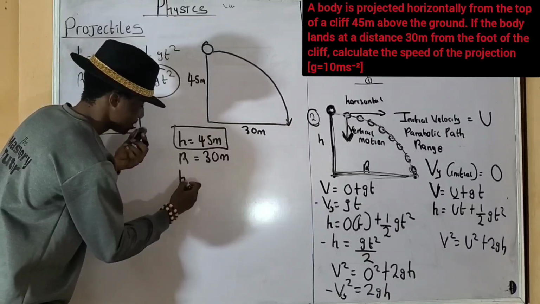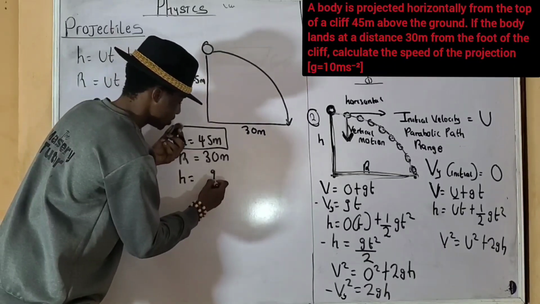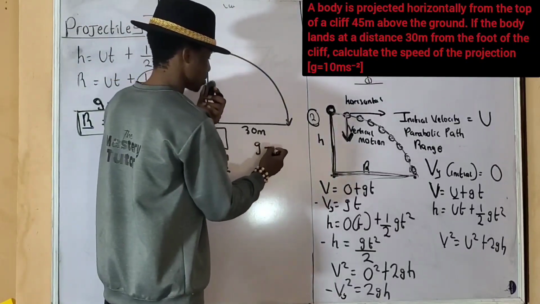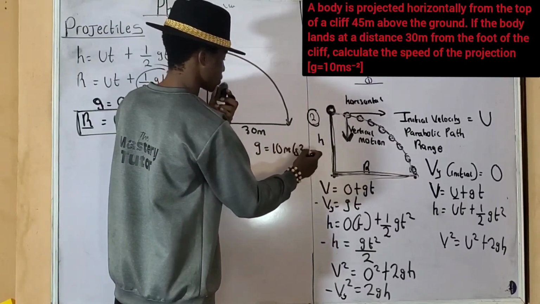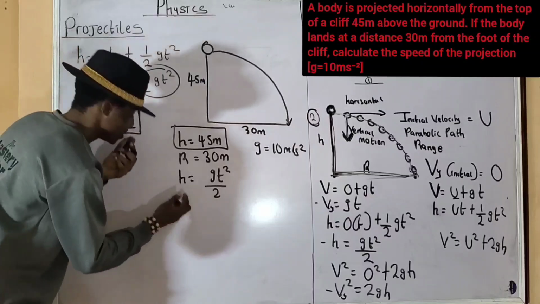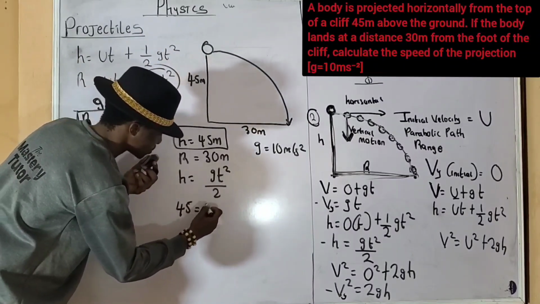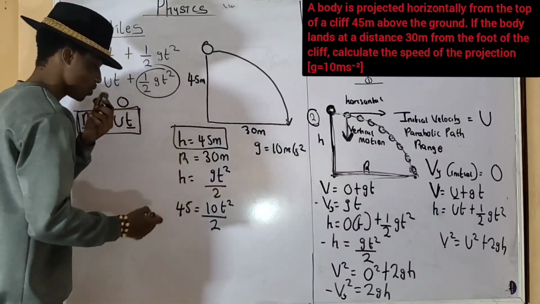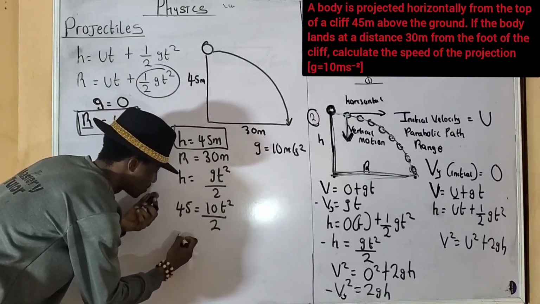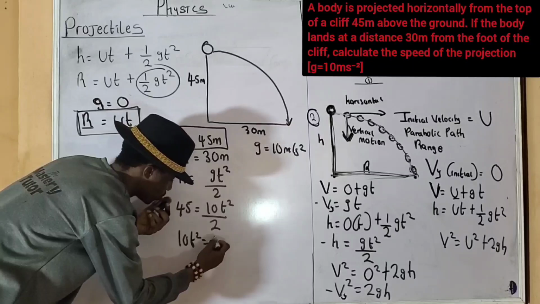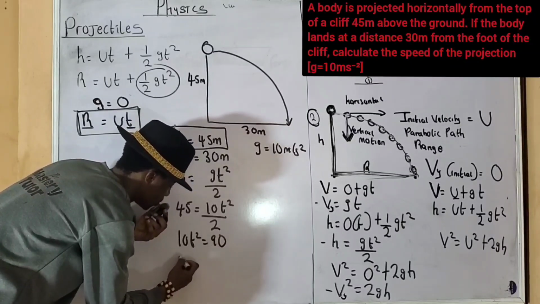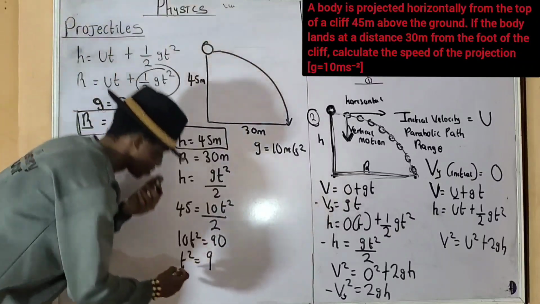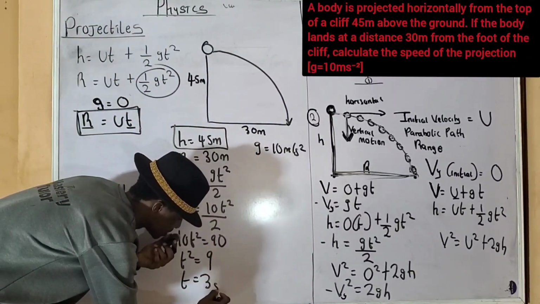So now let us get the time. From this formula, h equals to gt squared all over 2. Do not forget that g is equal to 10 meters per second squared, okay? So h has been given as 45. So I'm going to have 45 equals to 10t squared all over 2. Are you following? So take the cross product. I'm going to have 10t squared is equal to 90. So t squared is equal to 9 because you're going to divide both sides by 10. So t is equal to 3 seconds.